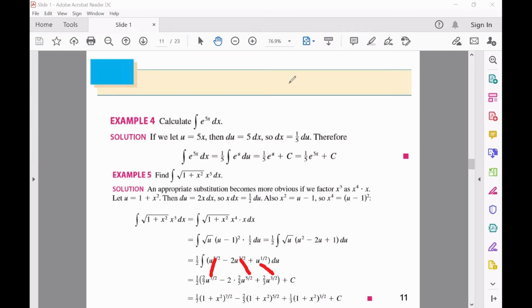Of course, the u language is not what we understand; the original variable is x. Then when we have u, you put 1 plus x squared instead. I hope it's clear.